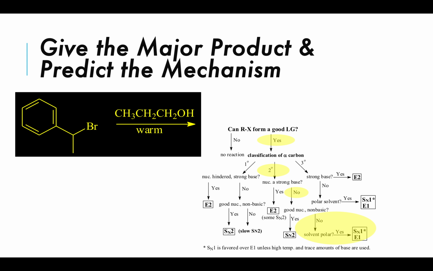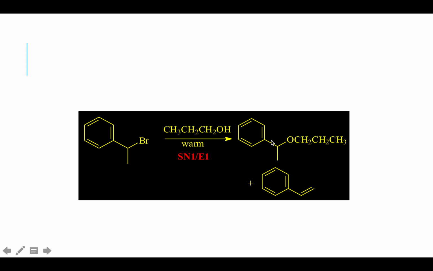Is my solvent polar? Rather polar protic? Yes. So you'd favor SN1 and E1. There's a keyword here, warm, so you might expect E1 to also be favored. So you'd form a mixture of two. And if I replaced warm with hot, then probably this would have been the more major product.